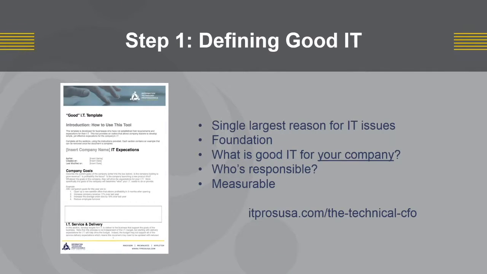So defining good IT. This is the largest reason why IT fails, or we have miscommunication, or expectations aren't set appropriately. I can't tell you how many times I have been involved with organizations where the IT group was doing a fantastic job and management was not pleased with it. They didn't know many times. So it's important to start with what I call targets. What is good IT for your organization?